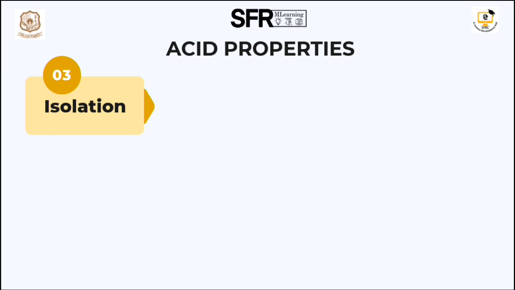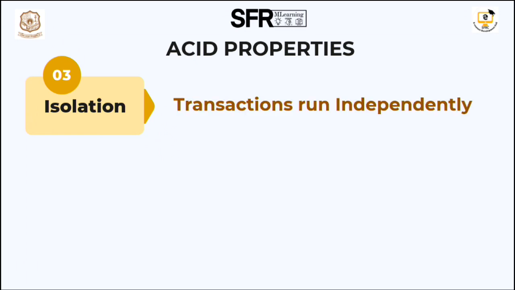Isolation ensures that transactions run independently without affecting each other. Changes made by one transaction are not visible to others until they are committed. It ensures that the result of concurrent transactions is the same as if they were run one after another, preventing issues like dirty reads and non-repeatable reads.